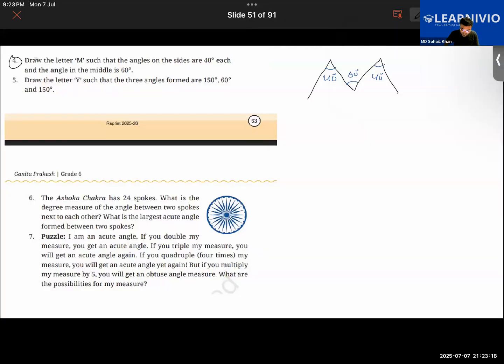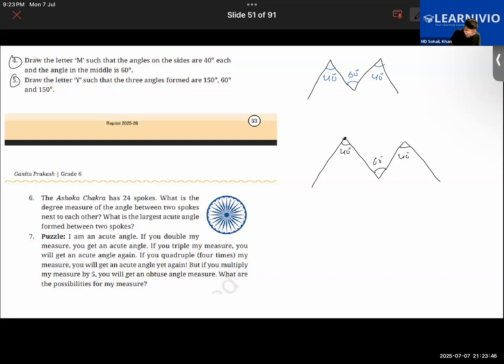Let me give you some hint. First of all, you will draw 60 degrees like this. Now from this point onwards, you will place the protractor here like this and make sure that you draw an angle of 40 degrees. And here also 40 degrees. Try doing it yourself, otherwise I'm here to help. I'll be giving this question as an assignment.